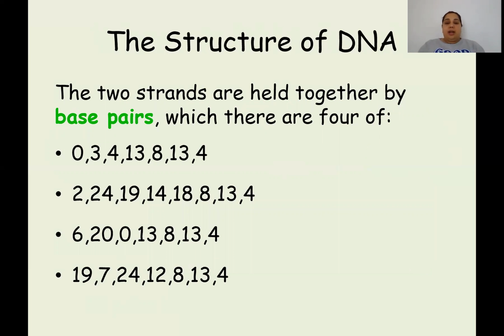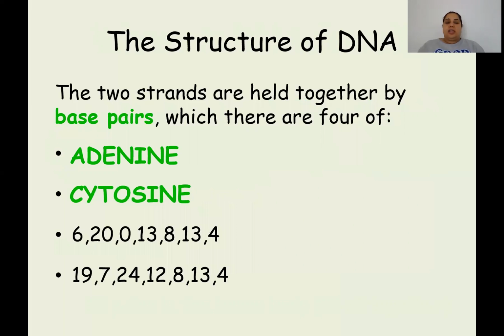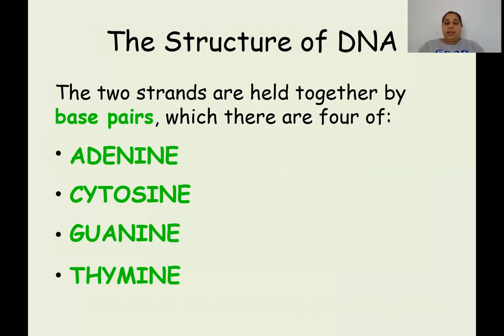It says the two strands are held together by bases. There are 4 bases. I think one of your do now tasks was to name the 4 bases. I think everybody got those correct. So just a reminder, we have adenine, cytosine, guanine, and thymine. So 4 bases, okay?